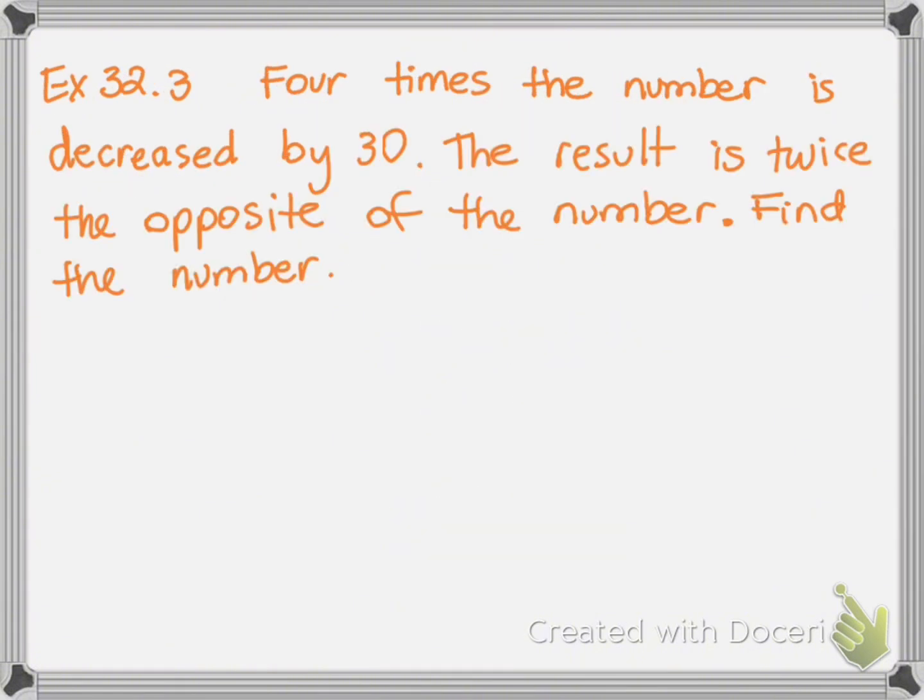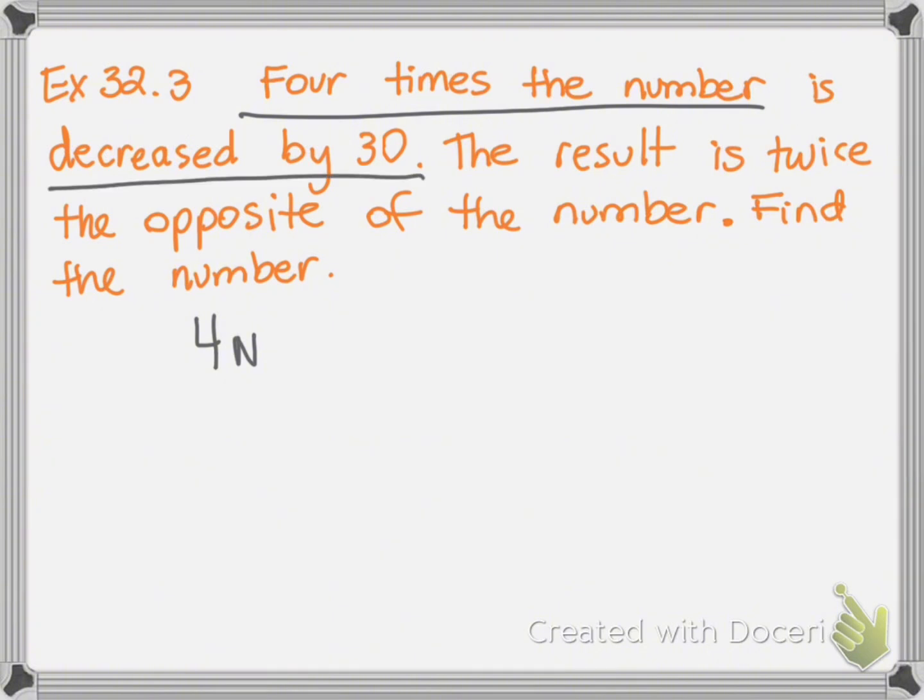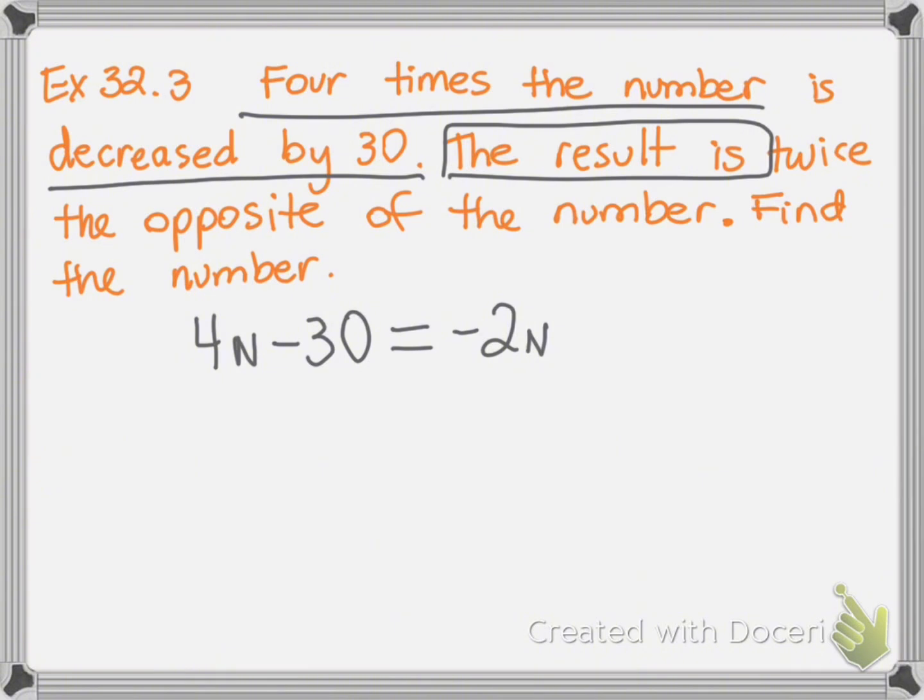Let's read this next one and be very careful when you translate. It says 4 times the number, so 4n, is decreased by 30. Notice that this is not just "is equals something," but "is decreased by 30." So we have to subtract 30 from the 4 times the number. The result is, very clear, the result equals twice the opposite of a number, which is negative 2n. And then it says find the number.